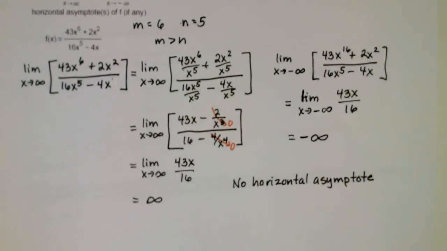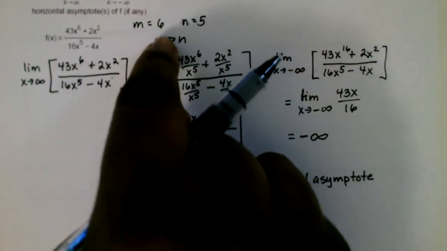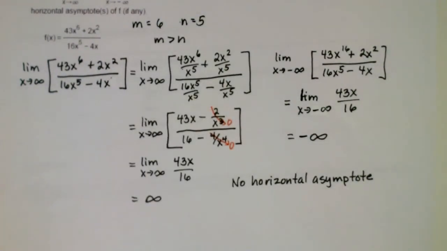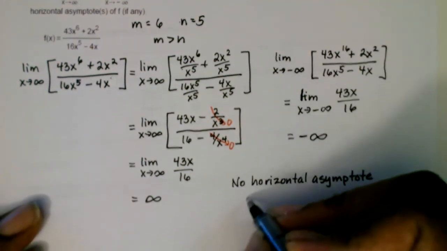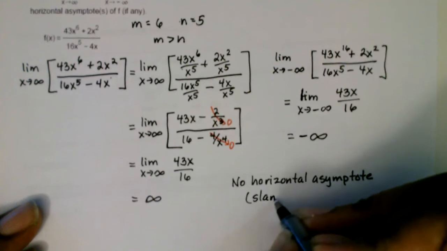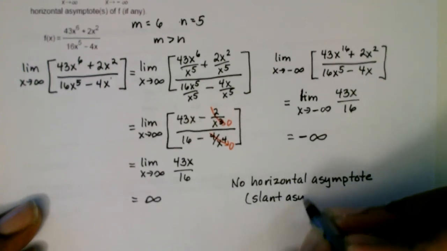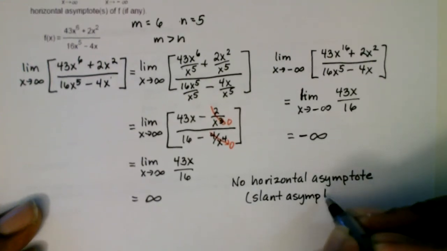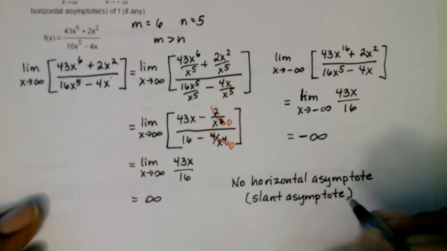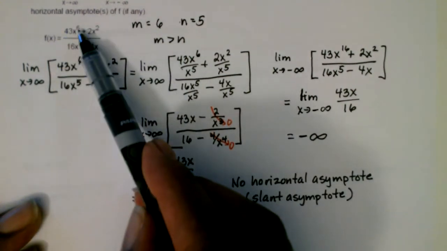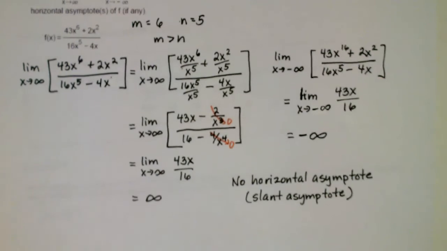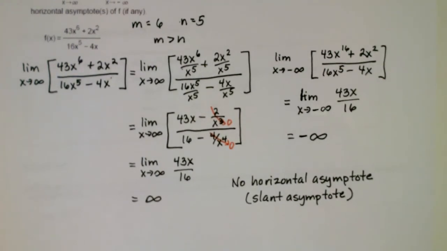And if you look at something else here, notice that your m is one more than n. 6 is one more than 5. So not only do you not have a horizontal asymptote, you actually have what they call a slant asymptote, because notice the highest exponent in the numerator is one more than the highest exponent in the denominator.